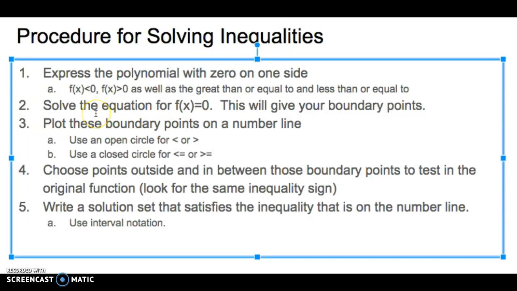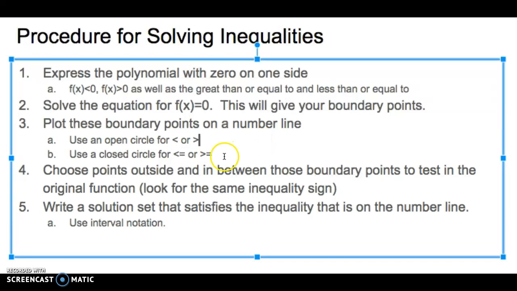The next thing you're going to want to do is solve the equation for being equal to 0. And this will give you the boundary points. Now these boundary points, we're going to actually put them on a number line in step 3. On this number line, it's going to tell us what's above the x-axis or below, depending on what inequality they give us. So when we're graphing inequalities on a number line, we want to use an open circle for the less than or the greater than, and you want to use a closed circle for the less than or equal to or the greater than or equal to.